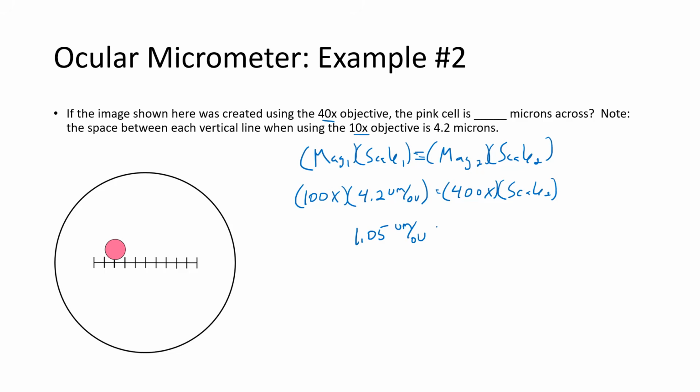microns per ocular unit is our scale at 400x, right? Because this is using the 40x objective. And this specimen is 2 ocular units. So 2 ocular units is the specimen, and our scale is 1.05 microns per ocular unit. Ocular units cancel, and 2 times 1.05 is 2.1 microns.